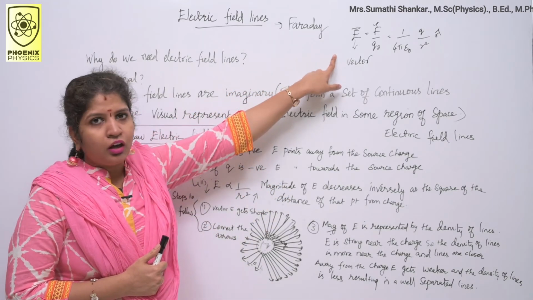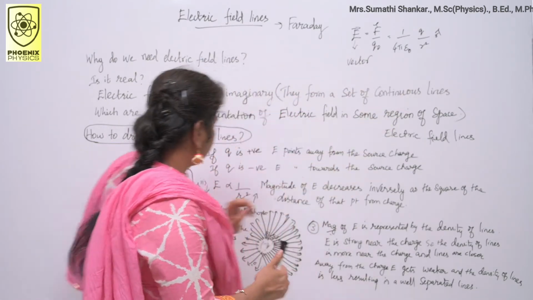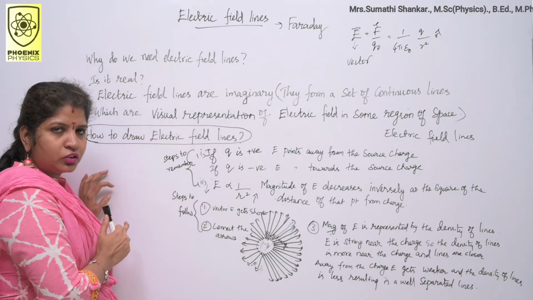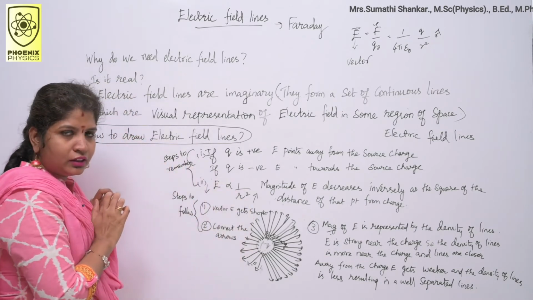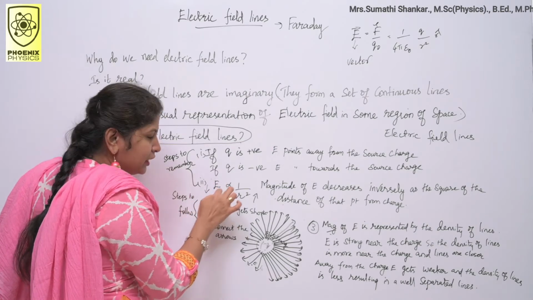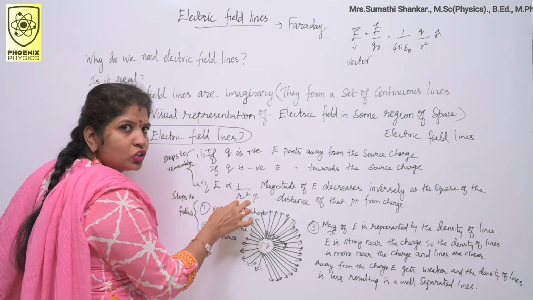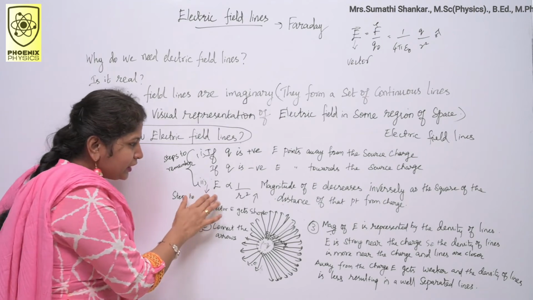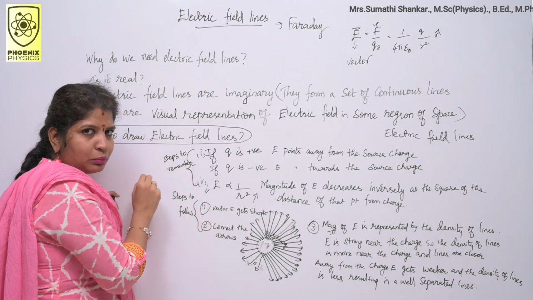From this formula, we can say E is inversely proportional to the square of the distance, which means E decreases when R increases. Or we can say the magnitude of E decreases inversely as the square of the distance of that point from the charge. Simply we can say E decreases when R increases. These two rules you have to remember.